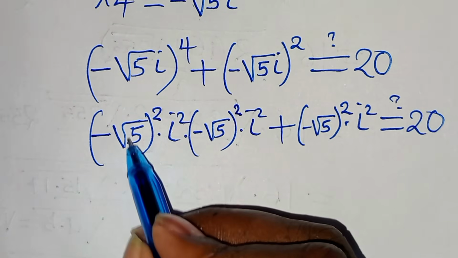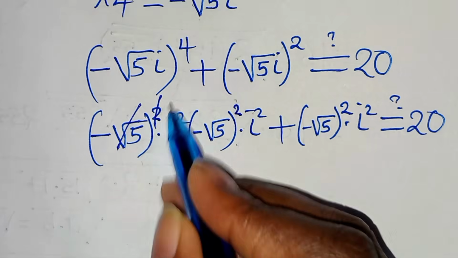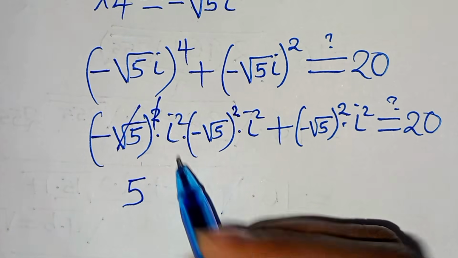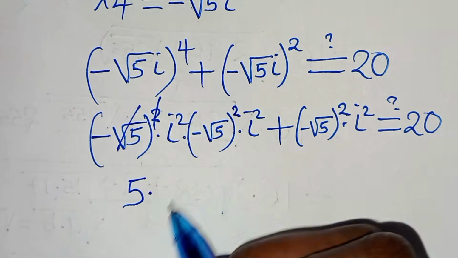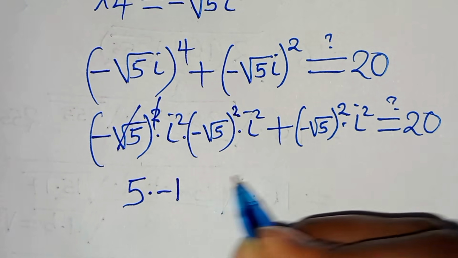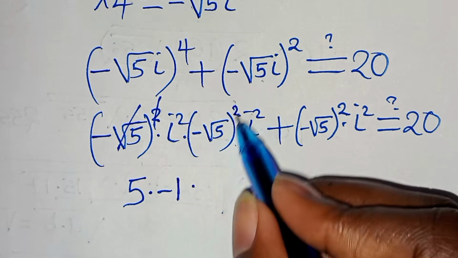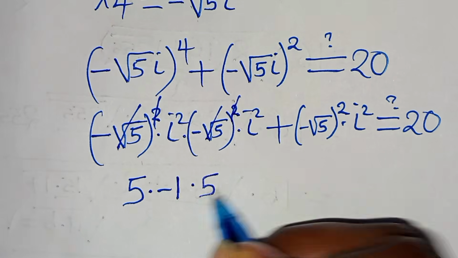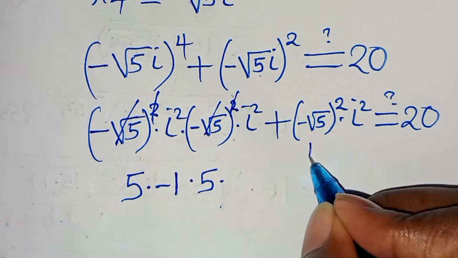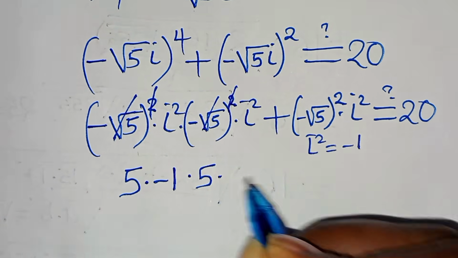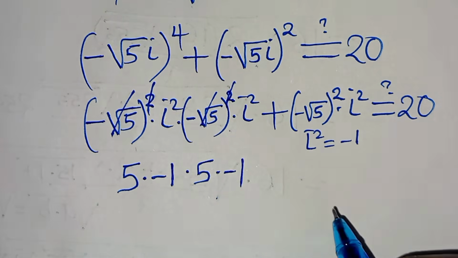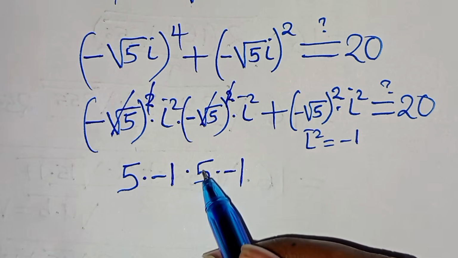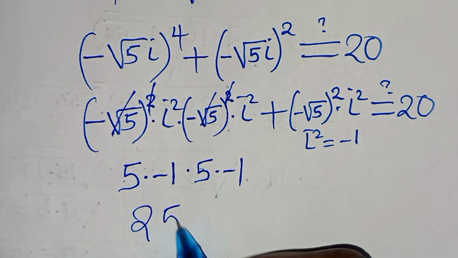So here we have minus square root of 5 to the power of 2. This means this is 5. Then times i squared, this is minus 1. Then times minus square root of 5 to the power of 2. We eliminate the square root sign, so this is 5. Then times i squared, and i squared is equal to minus 1, so times minus 1. This implies that minus 1 times minus 1 is 1, and 5 times 5 is 25.